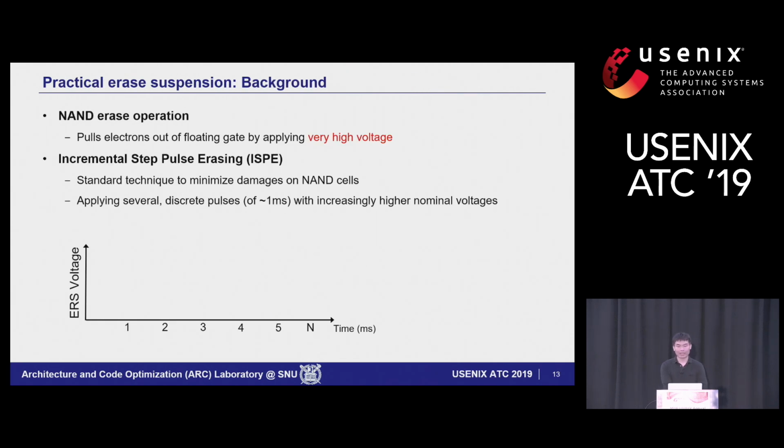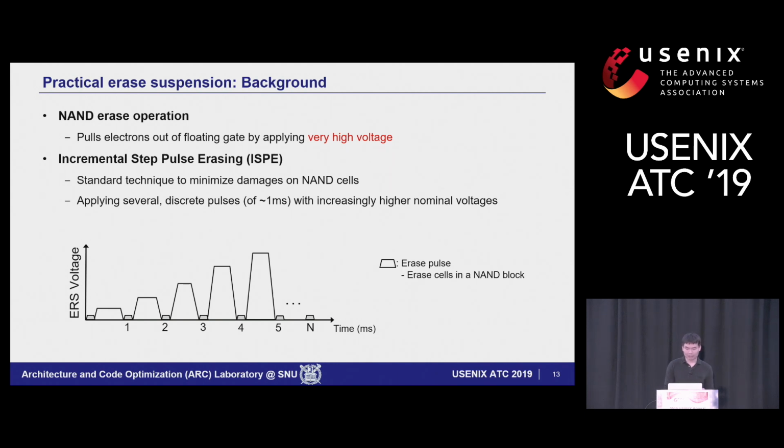So, using the incremental step pulse erasing scheme, called ISP, we've proposed a practical erase suspension technique that does not cause the write starvation and endurance degradation problems. ISP is a standard feature of modern NAND flash memory, gradually applying higher voltage and minimizing stress on the NAND cells. A single erase step consists of an erase pulse and a verify pulse.